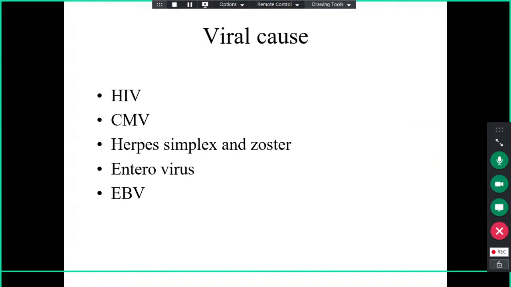Coming to the viral causes, HIV, as you know, can cause chronic infection. CMV also can cause chronic meningitis, herpes simplex and zoster also, enterovirus sometimes. EBV can also cause chronic infection. Just remember, in viral infection, sometimes protein is high in the sample, but sugar is normal.